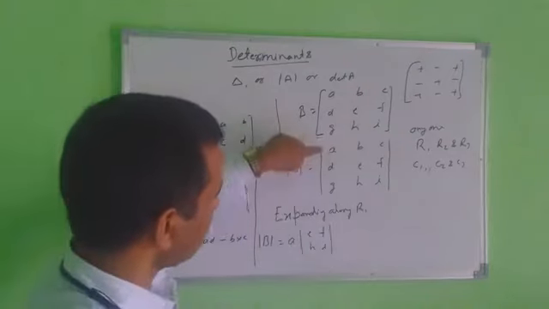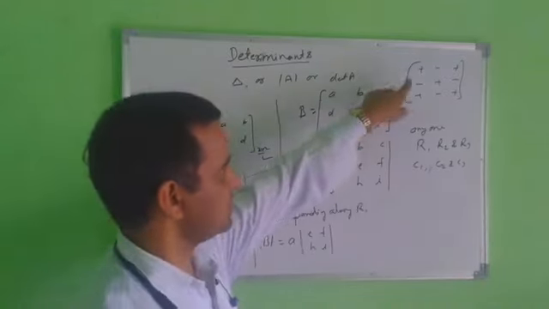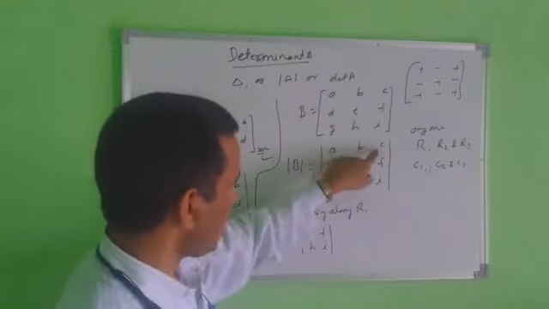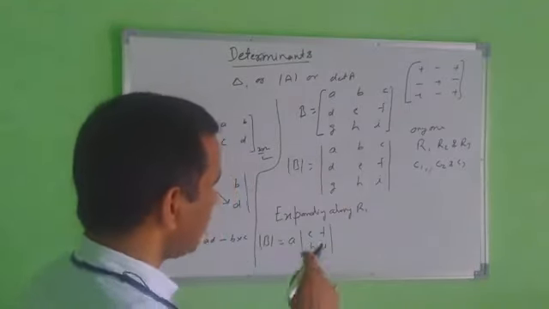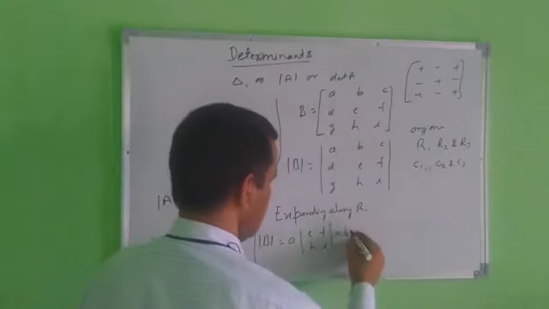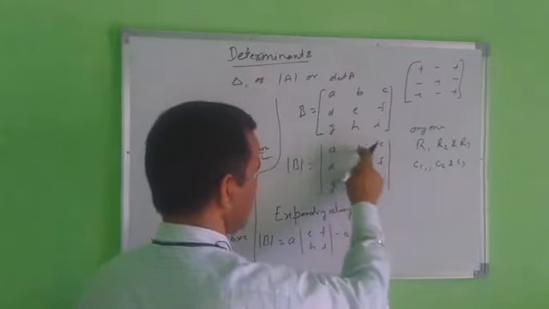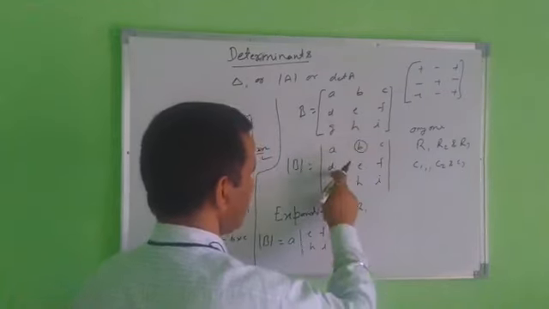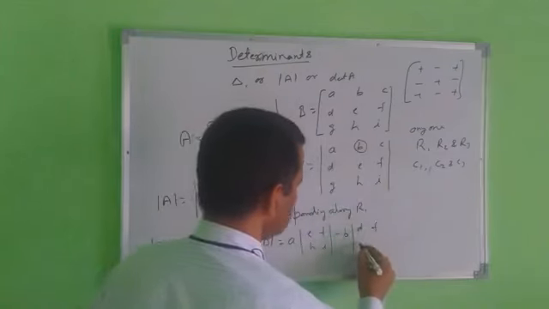Now look at it again. Suppose we are expanding along R1. First, the sign of this is plus, so you write plus here, then this value A. This row and this column are hidden. What is left here? Four elements: E, F, H, I. After that, the sign of B is minus, so this is minus B. The first row and second column are hidden when you take this element. What is left? D, F, G, I.